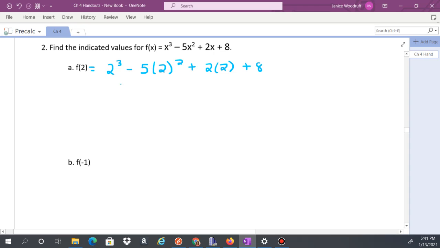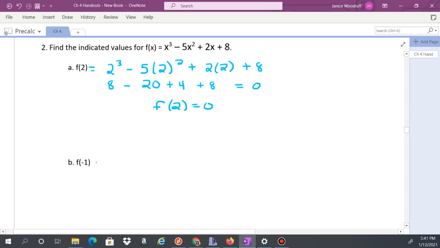This would give me 2 cubed, 8, minus 5 times 2 squared would be 4, so minus 20, plus 4 plus 8. 8 minus 20 gives me a -12. Plus 4 would give me a -8. Plus 8 would give me 0. Okay, so when I plug 2 in, I get 0 as my output. So we say f of 2 equals 0.